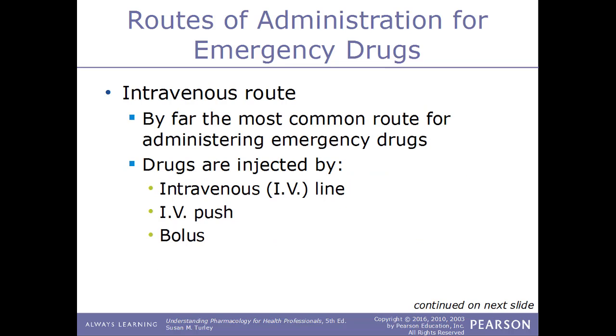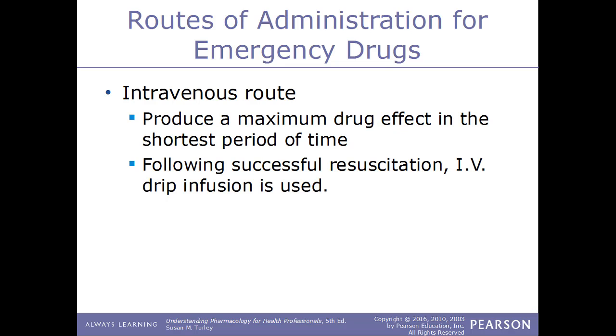By far the most common route of administering an emergency drug is the intravenous route. Drugs are injected by either an IV line, an IV push, or a bolus. The intravenous route produces the maximum drug effect in the shortest amount of time. That's why this is by far the most common route to administer any emergency drug. Then once the patient has been successfully resuscitated, an IV drip infusion is used.